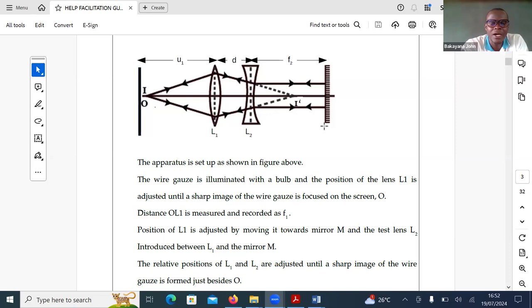So after that, who can tell us by doing so, what are we looking for? What are you looking for? Why do we first work it out without a concave lens? What is that first procedure for? Yes, please.